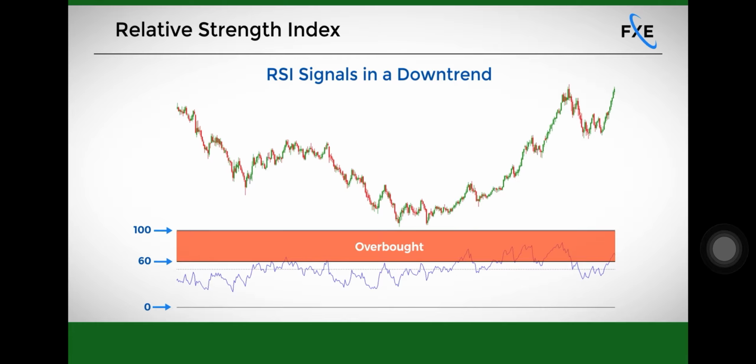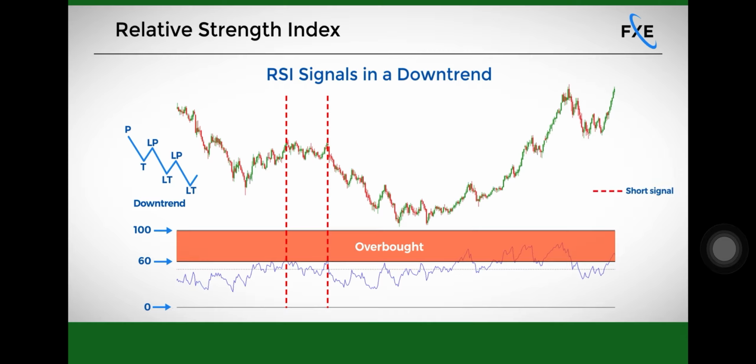Once the chart is prepared, you'll be on the lookout for a downtrend, with a series of lower peaks and lower troughs. Once the downtrend is confirmed, you wait for the RSI line to rise and close above the new overbought level of 60. When the RSI line crosses back below this level, you have a signal to take a short position in the direction of the trend.